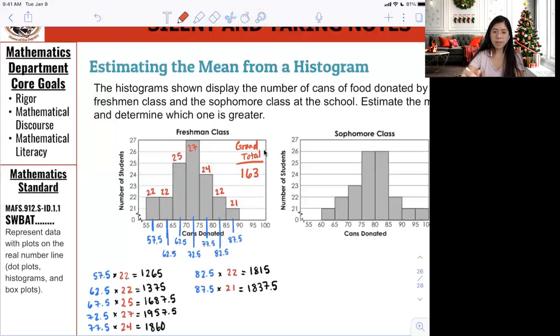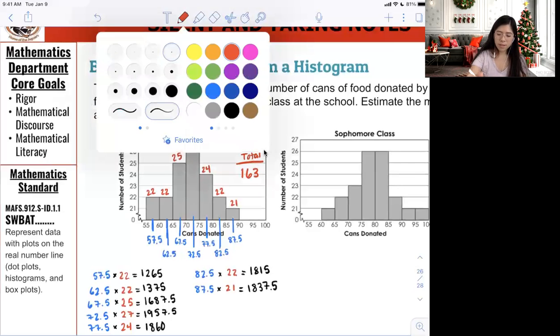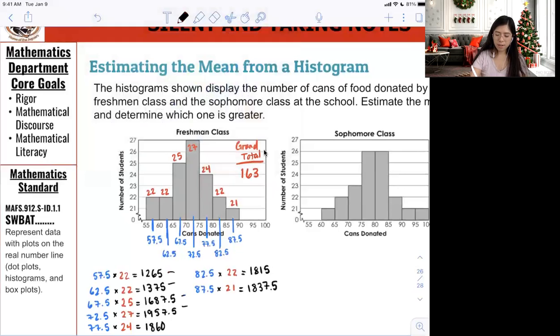So what I'm going to do is take all of these answers that I got, add them up, and then divide by 163. So we're taking the mean of all of those numbers. I know it's a lot. This is a lot of work, guys. It's not hard, but it's super, super long. That's why I don't want you guys to have to do it a bunch of times.